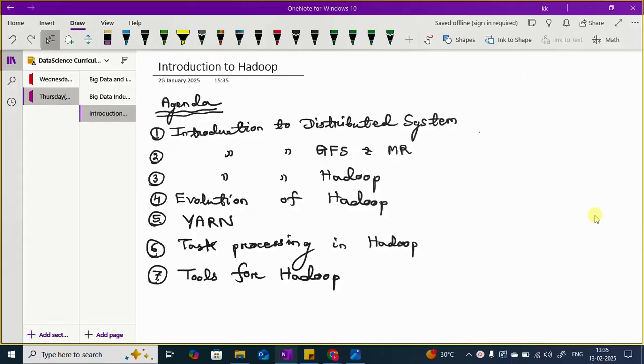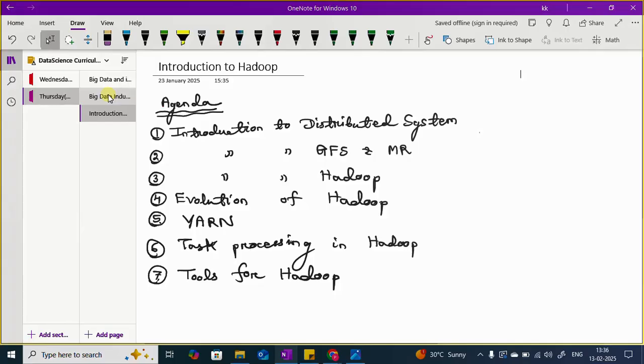Then we'll talk about one of the important features, that is YARN, one of the important components of the Hadoop ecosystem. Then we'll talk about task processing in Hadoop. Then we'll move to different tools for Hadoop that we are using as part of Hadoop data processing and all. Okay, so just let me give a quick recap.